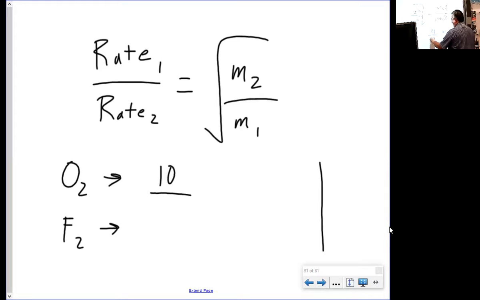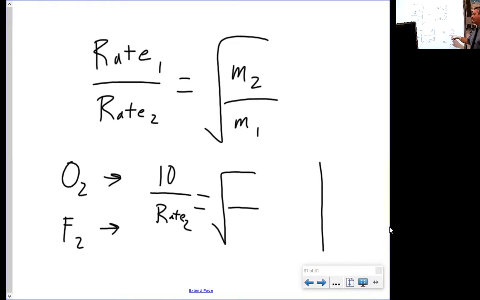I want to know how fast fluorine is. So that's what I'm going to look for. That's my unknown. And then you just put your masses off the periodic table in the rest of your formula. So 1 is oxygen, so oxygen is going to be on the bottom of your fraction here. Mass 1, rate 1. Oxygen is 16. There's 2 of them. 16 times 2 is 32. Fluorine is 19. There's 2 of them. 19 times 2 is 38.